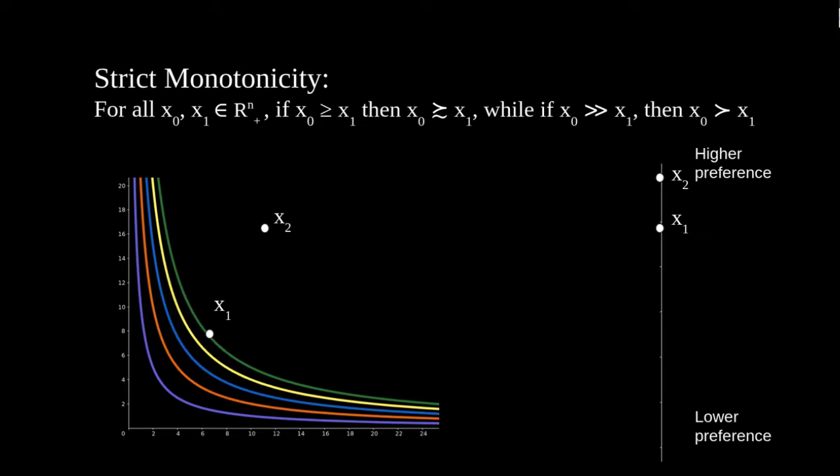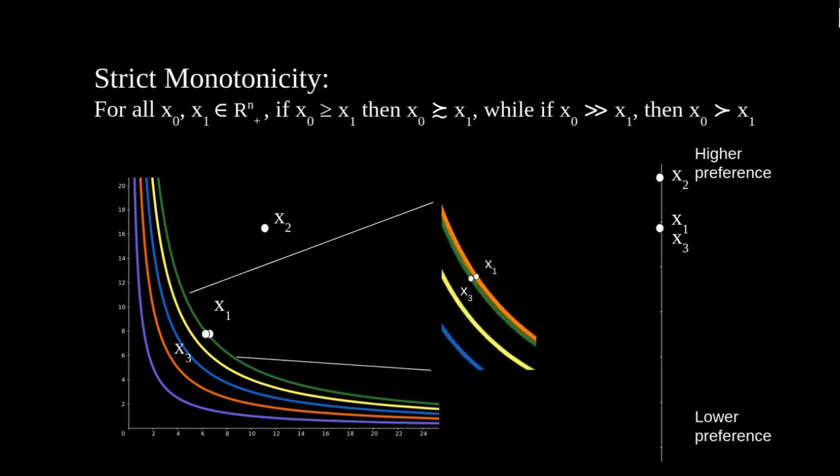When you compare the consumption bundle X1 and X2, it is easy to tell that consumer would prefer X2. However, you can say the same thing for X1 and X3. Even though X1 and X3 seem to be in the same bundle, X1 slightly has more quantity and thus consumer prefers X1 over X3.